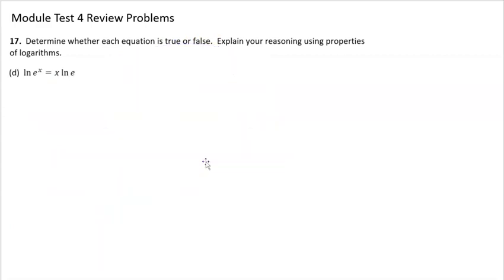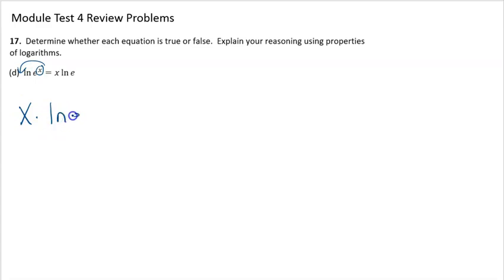All right, and the last problem for this particular video, determine whether each equation is true or false. Once again, are these the same thing? Yeah, that's true, right? Because the only thing being raised to the x power in this case is the e. That whole thing is not in parentheses like the last problem. So you are allowed to move that x in front. X times natural log of e.